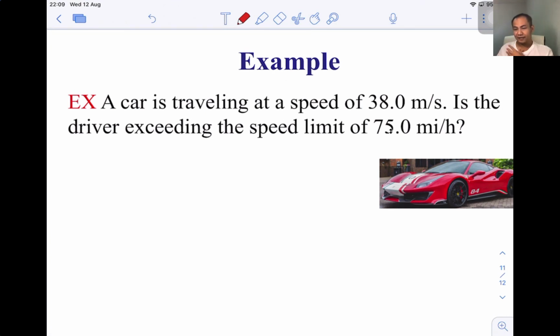I just found this picture from the internet, so I think it's a car. Is this a Ferrari? Oh, Ferrari. Okay, we should not talk about the Ferrari at the moment.